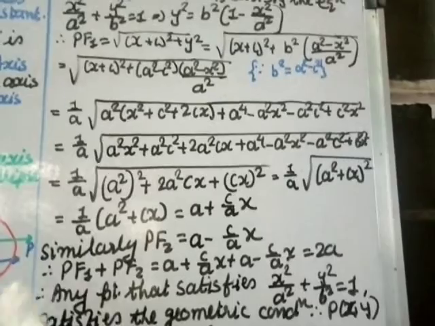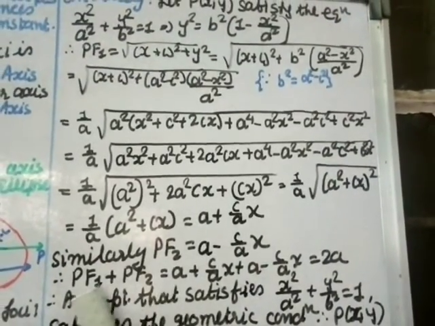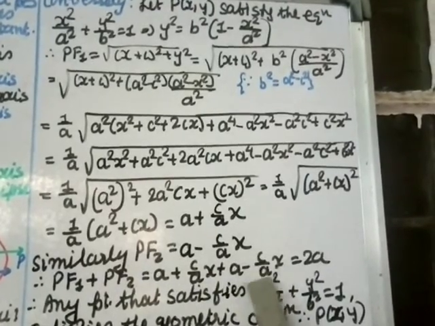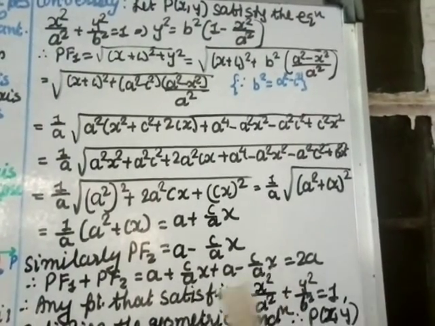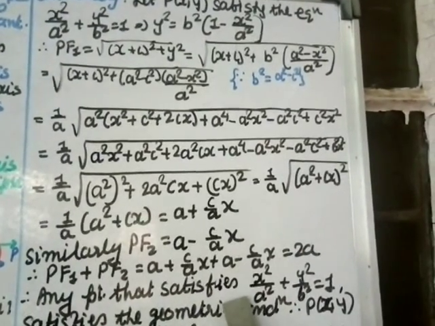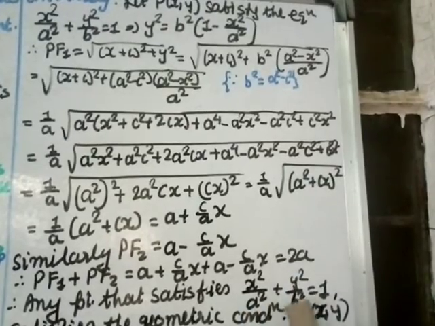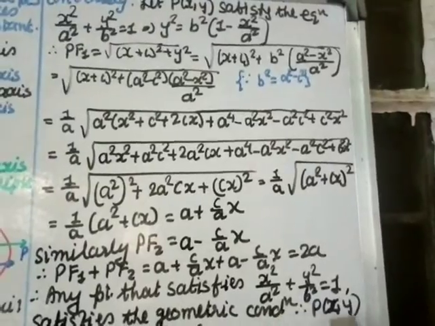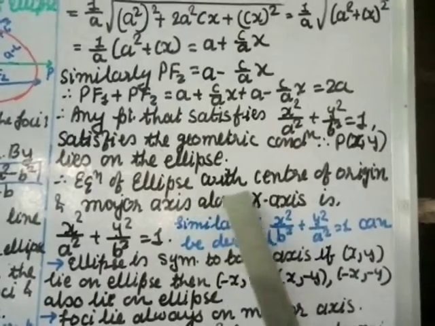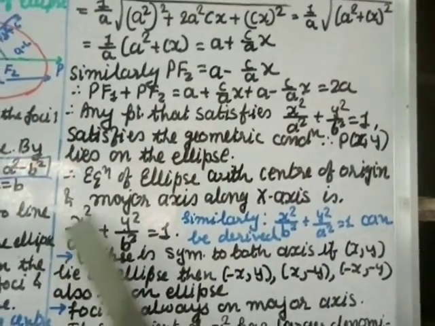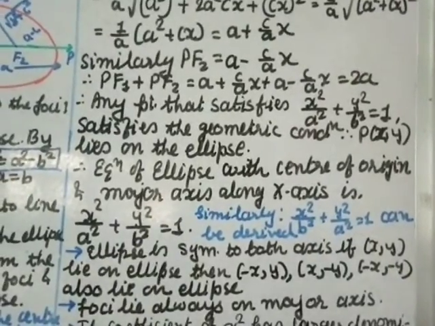Now we'll do the sum of PF1 and PF2. PF1 is this value, a plus c by a x, plus PF2 is this value, a minus c by a x. These two, one is positive, one is negative, so they cancel, and a plus a is 2a. Therefore, any point that satisfies x square by a square plus y square by b square equal to 1 satisfies the geometric condition. Therefore, P(x,y) lies on the ellipse. So we can say that the equation of an ellipse with center at origin and major axis along the x-axis is x square by a square plus y square by b square equal to 1.